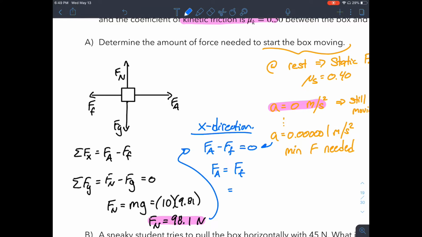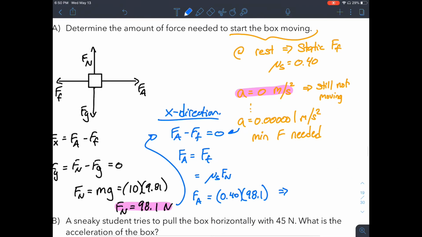Well, the force of friction we learned is mu static because it's not moving, times our normal force, which, good thing we know all of those values already. We have a coefficient of friction of 0.4 and we have a normal force of 98.1. So we plug that into our calculator, and that means that we have an applied force equal to 39.2 newtons to start motion.